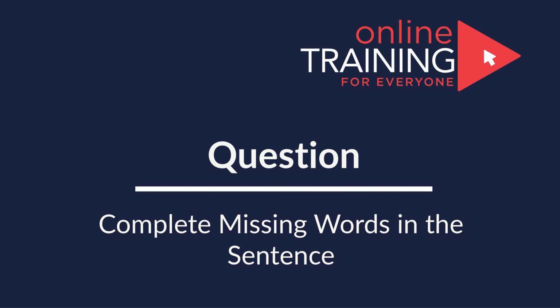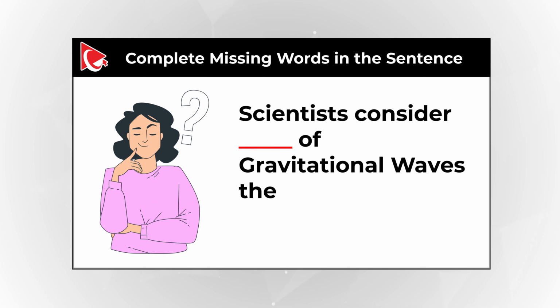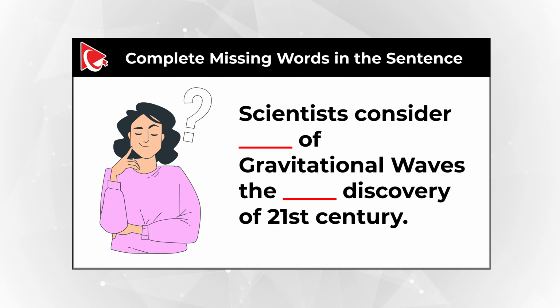Here's a very interesting question which may not be as simple as it looks. You're presented with the sentence, scientists consider something of gravitational waves the something discovery of the 21st century. You need to complete the missing words and replace something in the sentence with one out of 4 different choices.